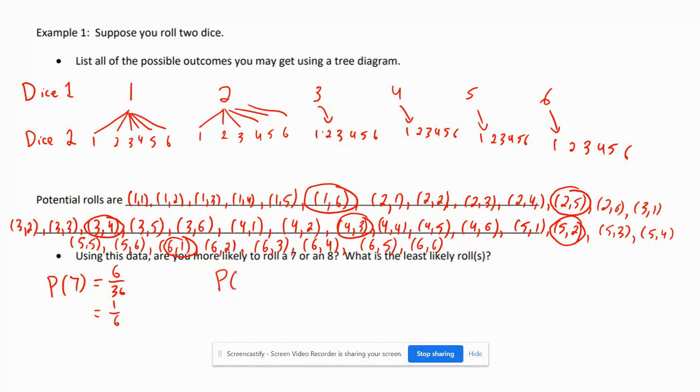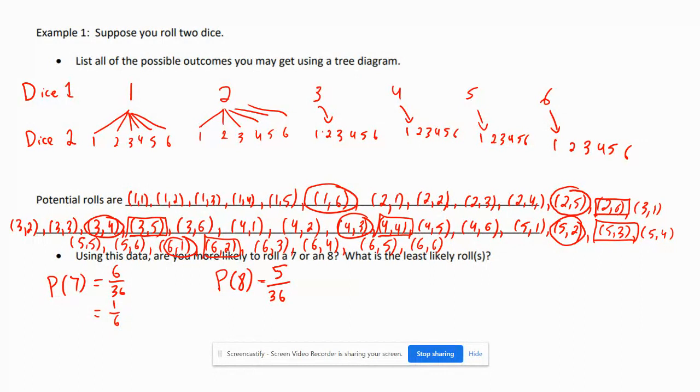What is the probability of an 8? Where are my 8s going to be? If I roll a 1, I can't get an 8. But it could be a 2 and a 6, that would get me there. A 3 and a 5 would, a 4 and a 4 would, a 5 and a 3 would, and a 6 and a 2. So it's going to be 1, 2, 3, 4, 5. The probability of rolling an 8 is 5 out of 36.